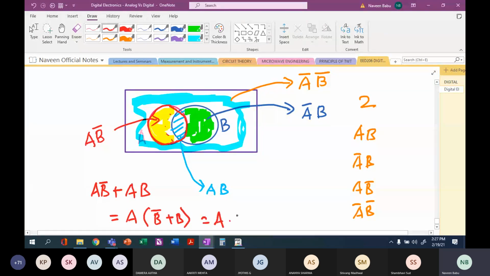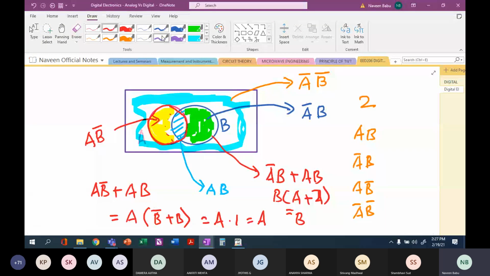It is nothing but A dot 1, which is equal to A. So we have got the A circle here. Similarly, you get the B circle. This B circle here corresponds to what? This corresponds to A bar B plus AB. So B is common in both the cases. So we have A plus A bar. A plus A bar is 1. So this is equal to B. So we have got the B circle here, right?